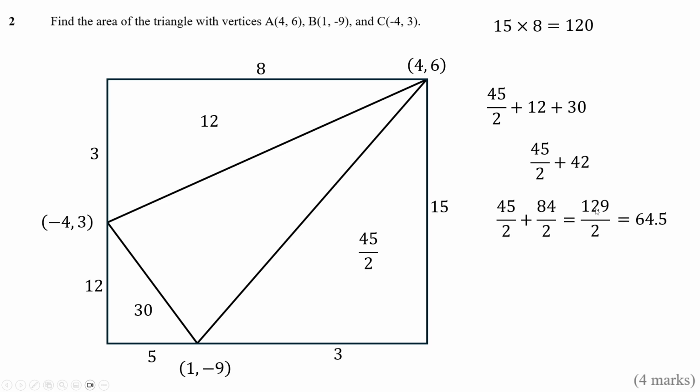So you do 120, take away that. This is 64.5. You don't even need to do that. You could just do it as a fraction. But then you do 120, take away that, which is 55.5 units squared. So that gives us this triangle area.